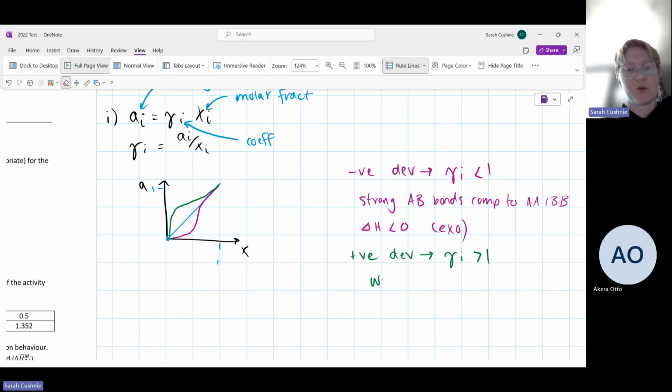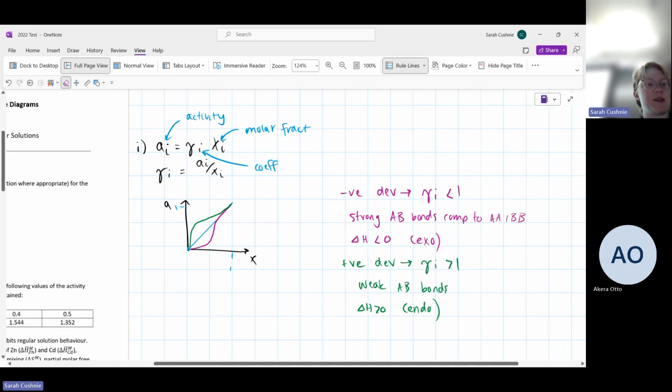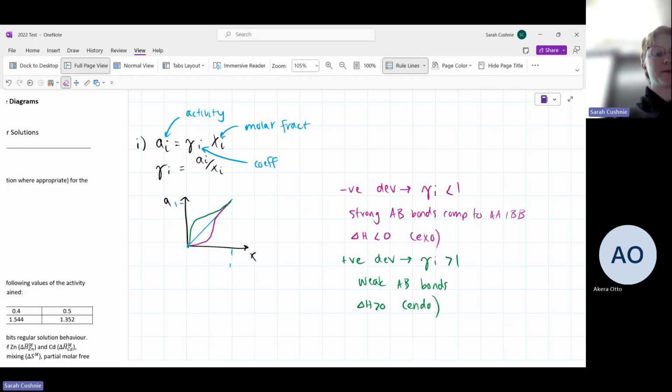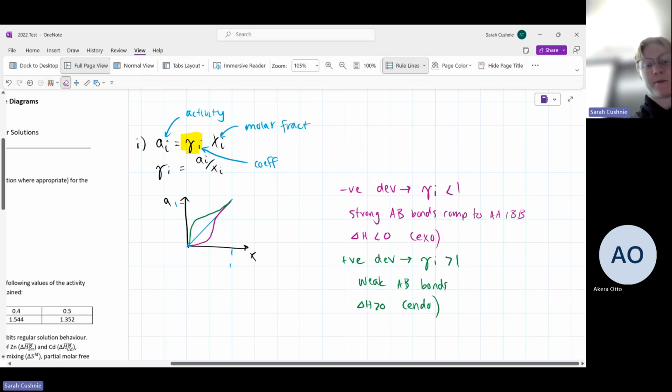So we can describe that as having weak AB bonds, at least that's how I like to think about it. And then delta H is bigger than 0, so it's endothermic. That's kind of the gist of what the activity coefficient comes down to. It's just this little gamma value there, and we use it to describe a few different things.